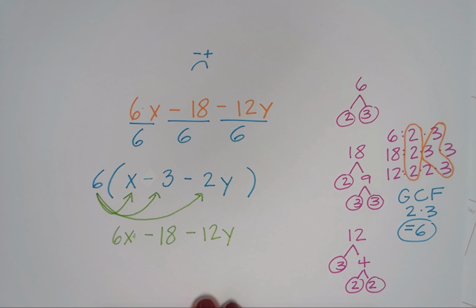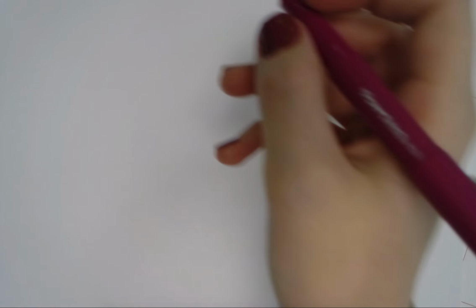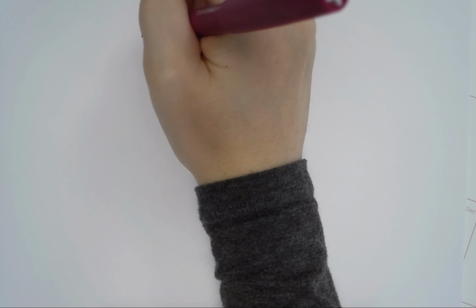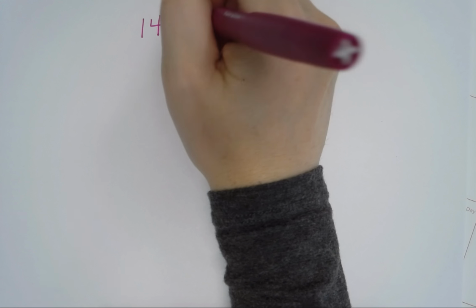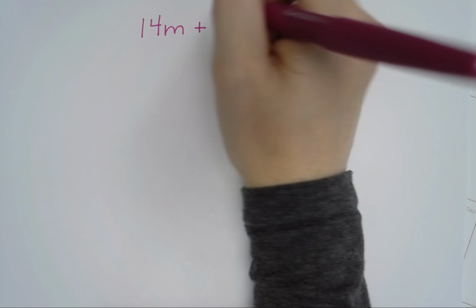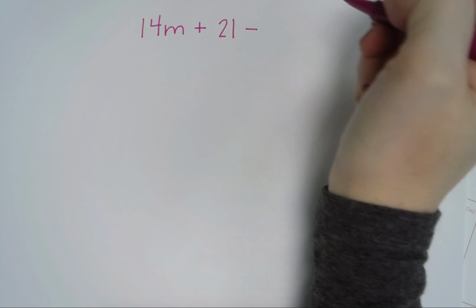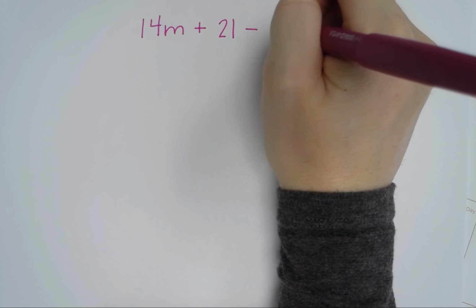Let's do one more example. Let's do 14m plus 21 minus 7k.